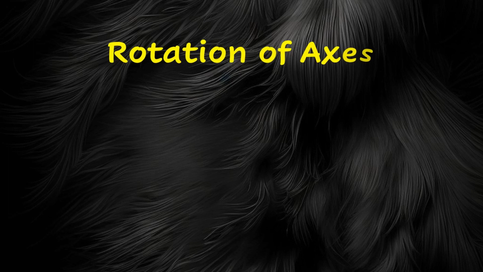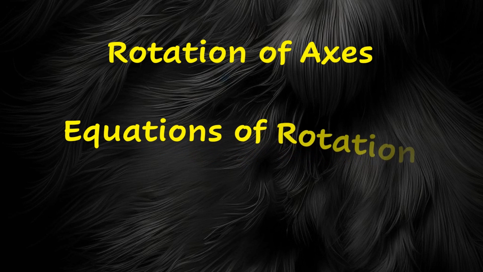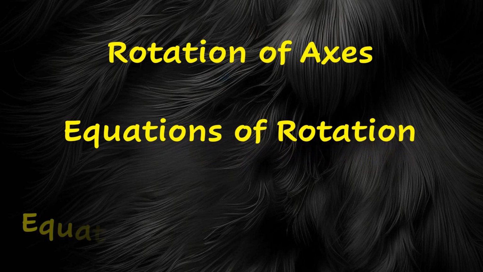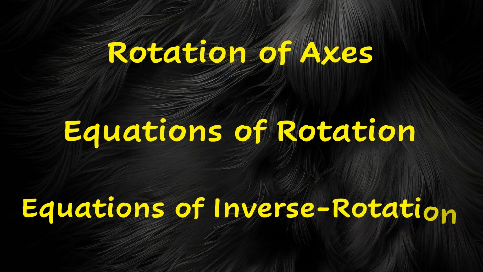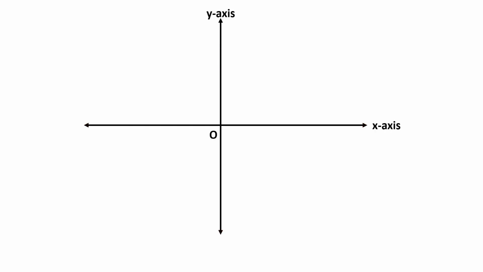Rotation of axis. In this video, we are going to derive the equations of rotation and equations of inverse rotation when a certain set of axes is rotated through a certain angle. Consider a set of axes and let P be a point on this plane. Note that this set of axes is represented by small x and small y. So the coordinates of point P with respect to this system of axes are small x and small y.